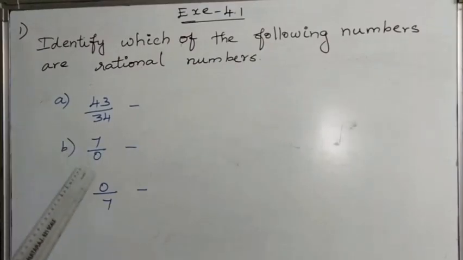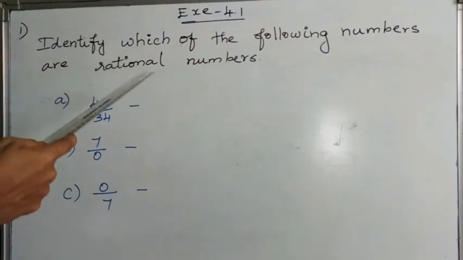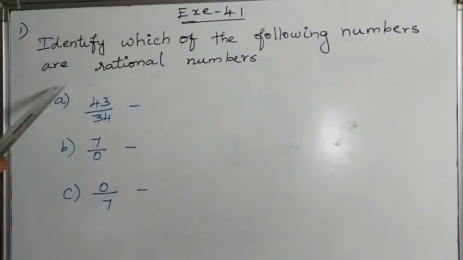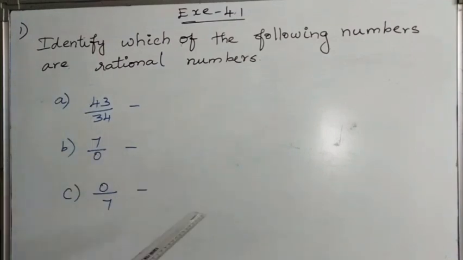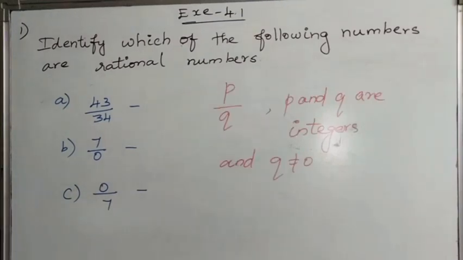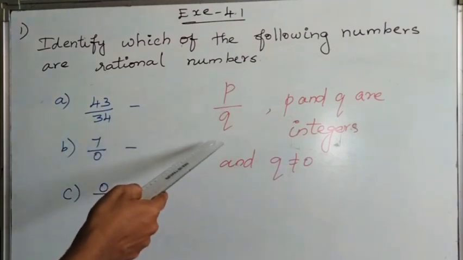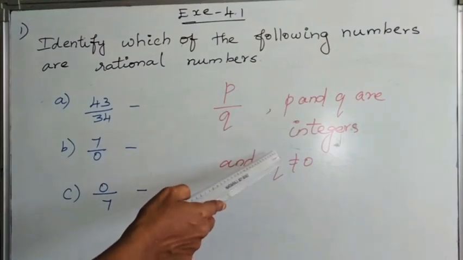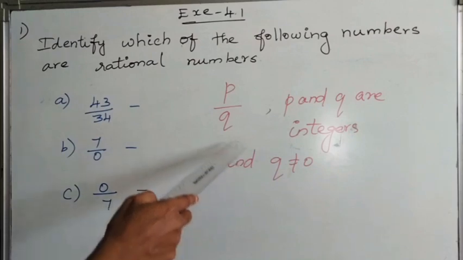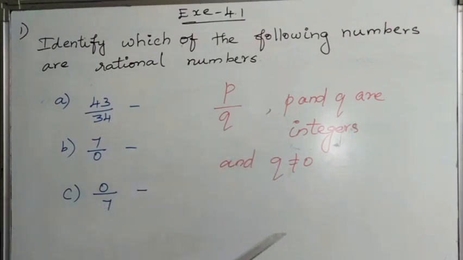Next we have to see exercise 4.1. Identify which of the following numbers are rational numbers. We have to identify whether the given number is a rational number or not. So what is the rational number definition? The condition is P by Q, in fraction form, where P and Q are integers, and the main condition is the denominator Q is not equal to 0. So now we have to see the given sums.